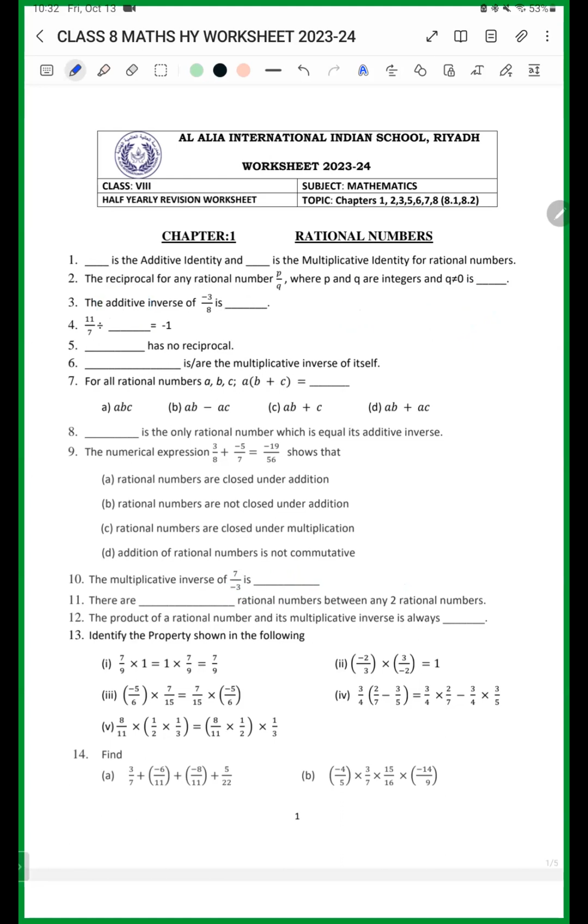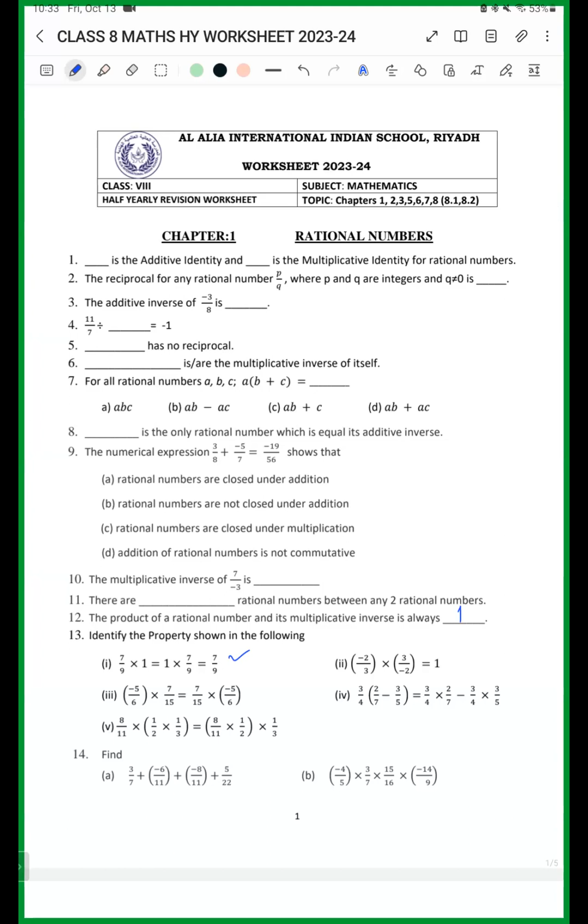Okay, then next. There are infinite rational numbers between any two rational numbers. The product of a rational number and its multiplicative inverse is always 1. Very good. Then identify the property shown in the following. The first one is multiplicative identity. Very good. Then the second one is multiplicative inverse. Very good.